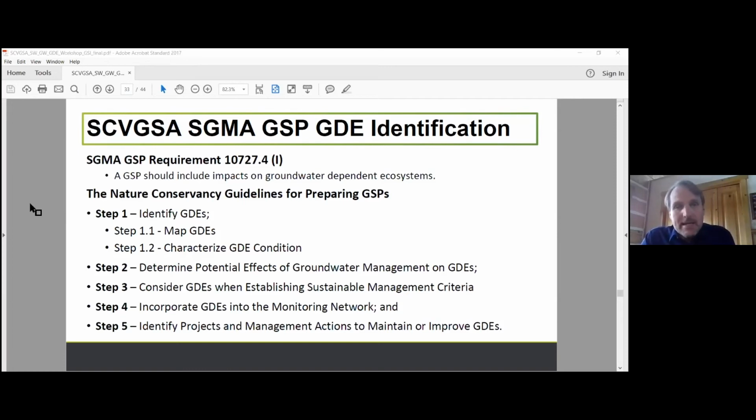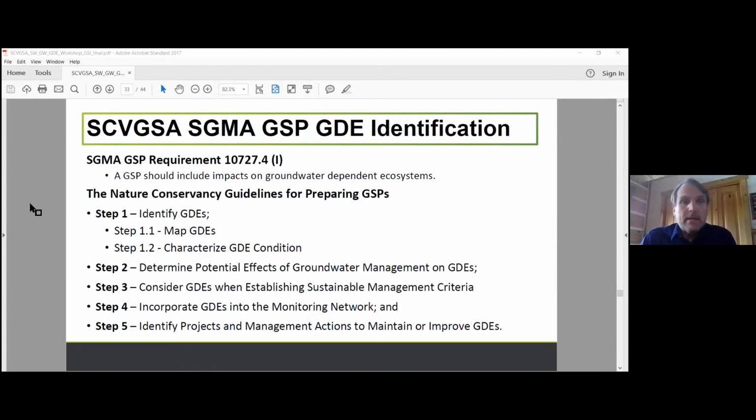Step 2 of their process leads to the determination of effects of a management plan on those ecosystems. So really doing an impact analysis on the ecosystems is part of this GSP. And then the GSP needs to consider those GDEs when establishing management criteria. As those criteria are put together for how a groundwater basin can be sustainably managed, you have to consider ecosystems that might be affected by groundwater.